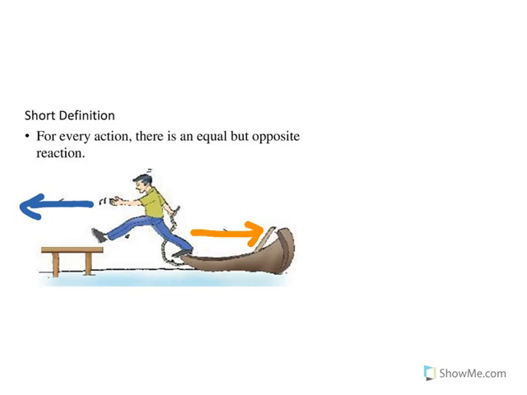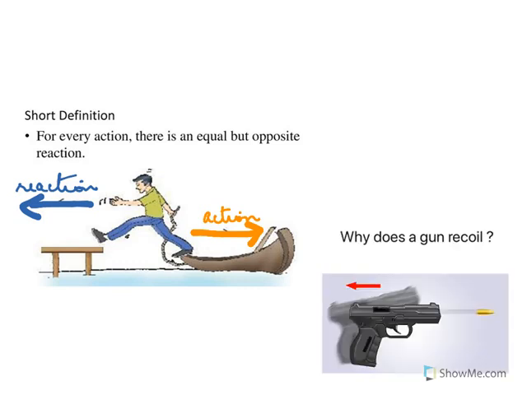I repeat again, in order to move forward, the man exerts a backward force, and that is action. To this action, there is an equal and opposite reaction which pushes the man ahead. But this action pushes the boat behind because the boat is floating and it's not fixed.